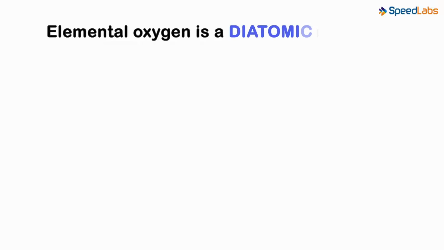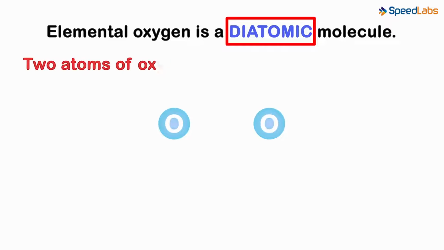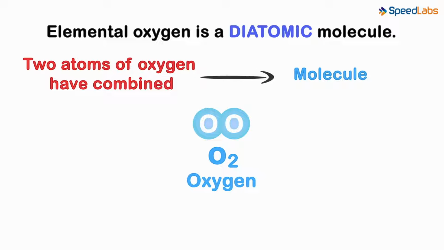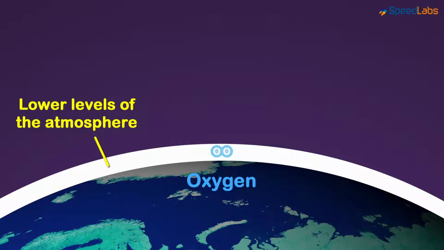Elemental oxygen is a diatomic molecule. What do we mean by diatomic? It means that two atoms of oxygen have combined to form a molecule. This is the oxygen we usually breathe in. O2 molecules are found in the lower levels of the atmosphere, which are closer to the Earth's surface.